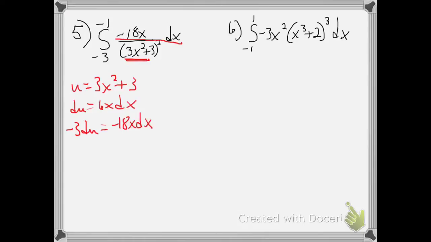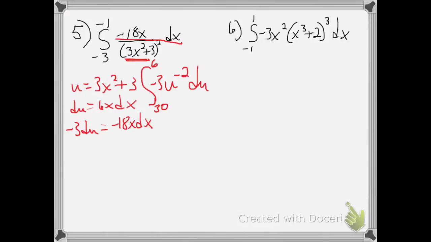Now I have my match. So this is going to be u to the negative 2, negative 3 du. I still have to integrate. I changed mine to u values. So when x was negative 3, u would be negative 3 squared, which is 9, times 3 is 27, plus 3 would be 30. And then I'm going to plug in negative 1, and I end up with 6.